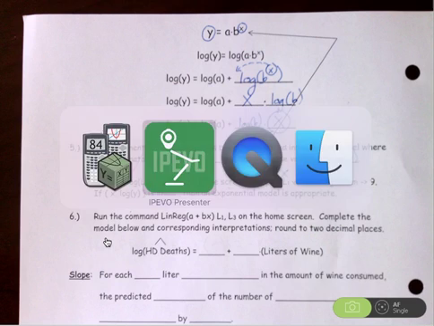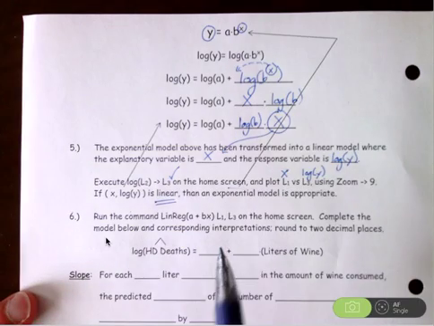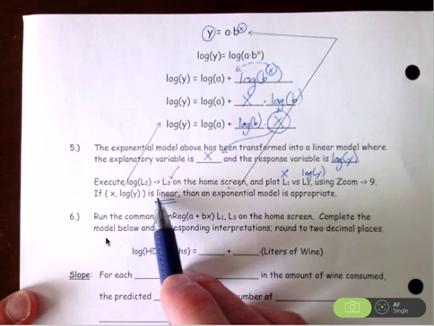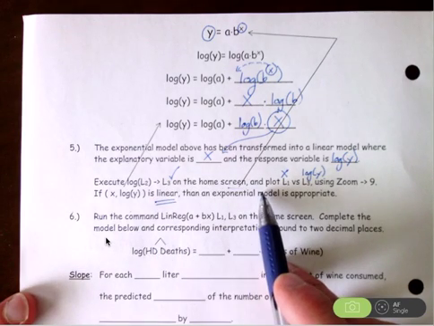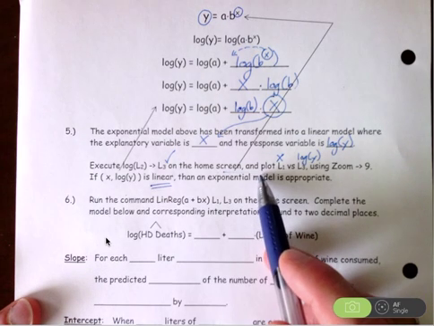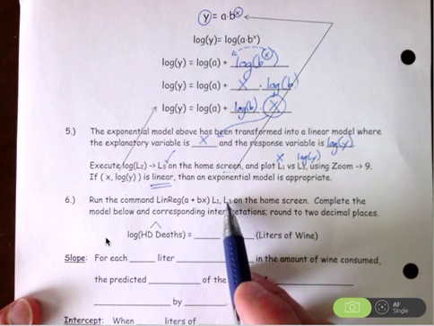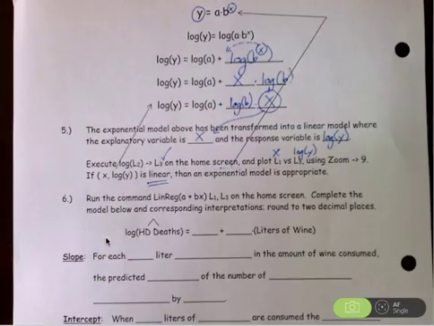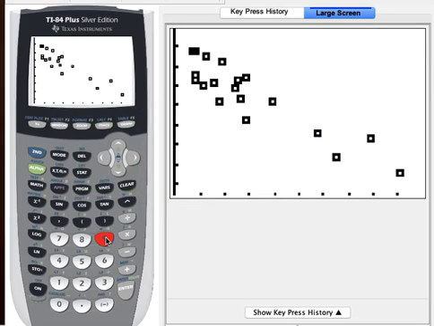But understand, what we're looking at now is not x versus y, it's x versus log of y. If that's linear, that suggests that the exponential model is a good plan. And not only that, we can use list 1 and list 3 in order to run a linear regression and fit this exponential model. So using what we already know, let's go back to the calculator.